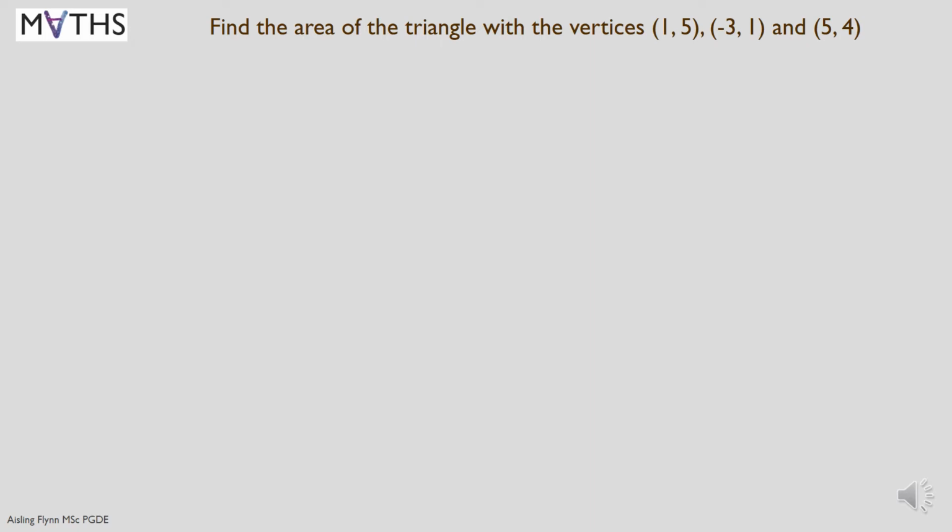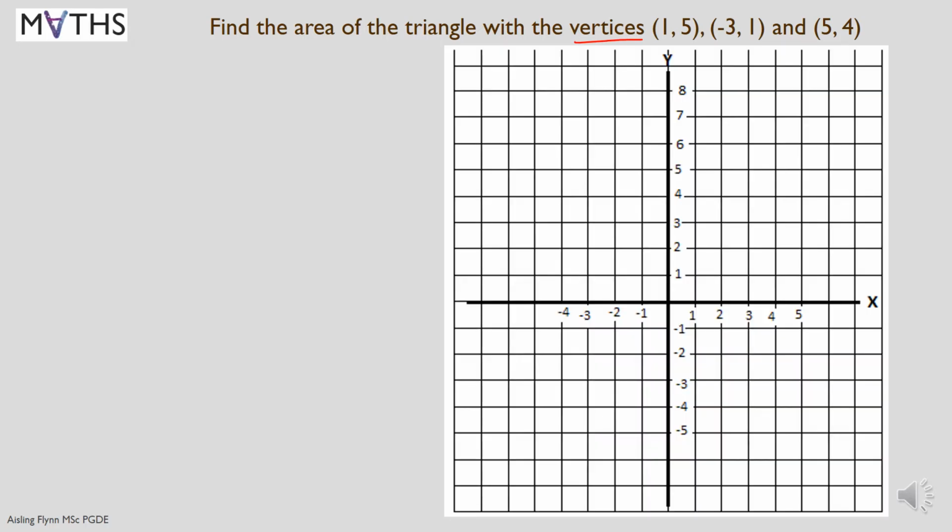Now, this question says, find the area of the triangle with the vertices. Now, a vertex is a corner or a point of a triangle. Okay, 1, 5, minus 3, 1, and 5, 4. So we probably should draw this on a graph. So there's 1, 5, minus 3, 1, and 5, 4. And we'll join the 3 of those up and we make a triangle.